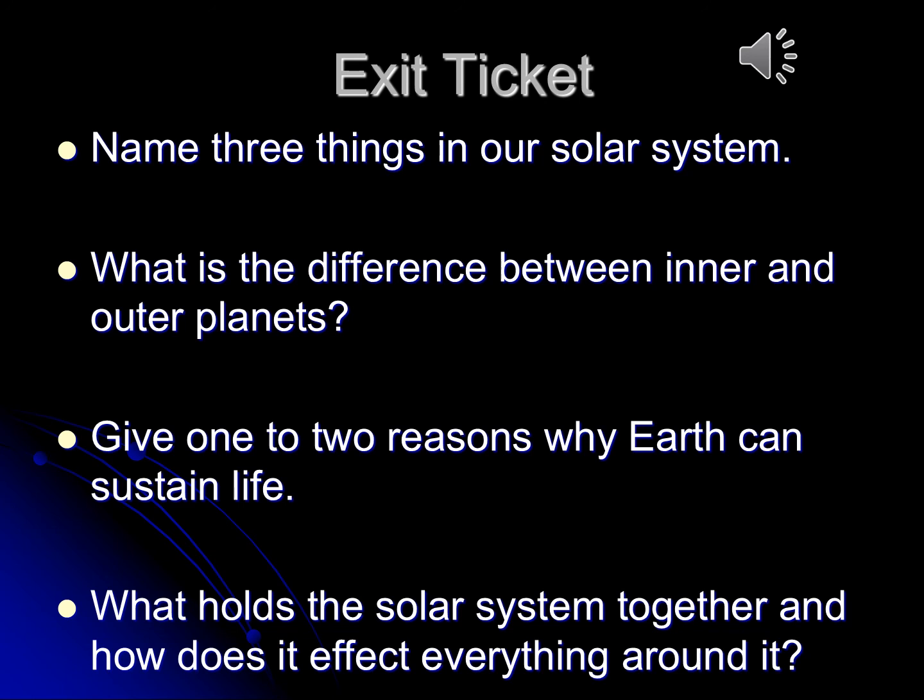Number 1, name 3 things in our solar system. We went over 8 things in this slideshow. You only have to name 3. Number 2, what is the difference between the inner planets and the outer planets? Number 3, give 1 to 2 reasons why Earth can sustain life. We talked about 3. You only have to name 1 to 2. Number 4, what holds the solar system together and how does it affect everything around it?